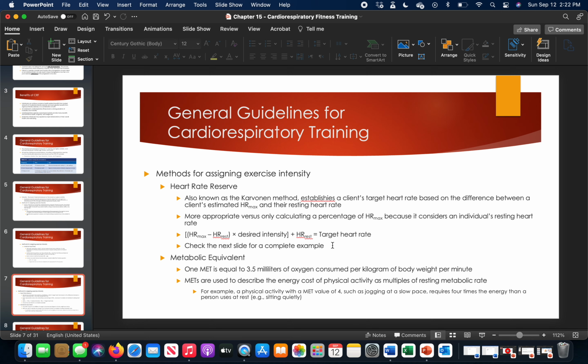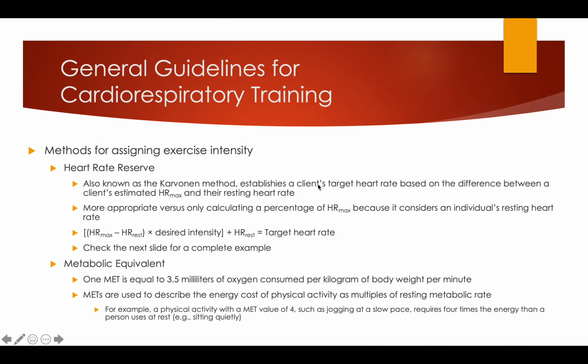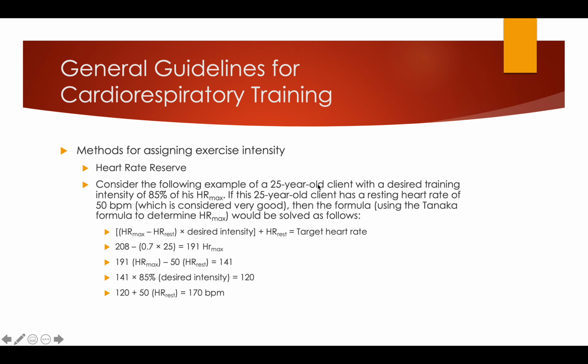If we go to the next slide, that's where we are. You'll see 208 minus 0.7 times 25 years old is a 191 heart rate, taking all of the stuff up here into consideration. So you take 191 minus 50 beats per minute, which equals 141.